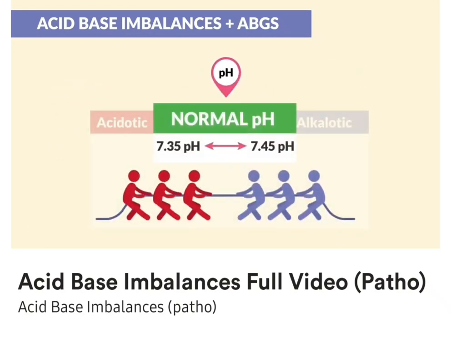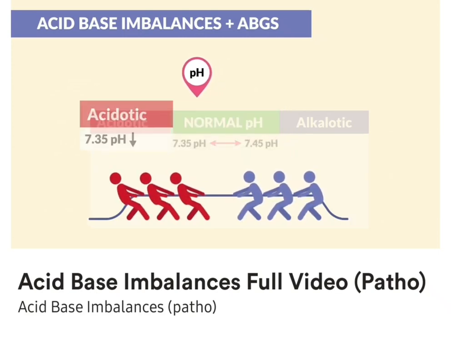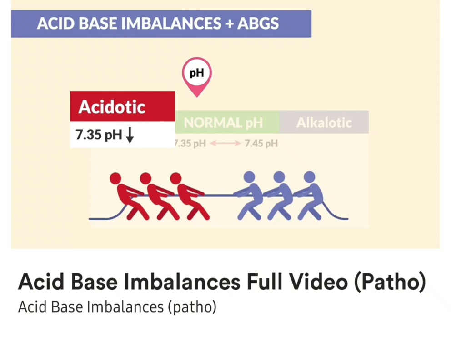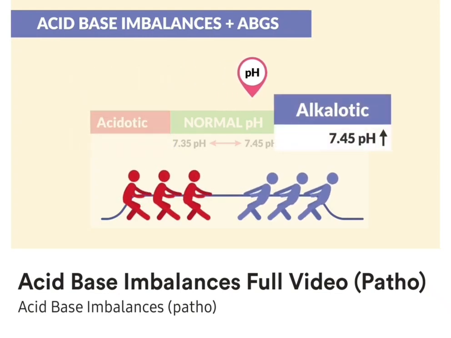So normal pH is 7.35 to 7.45. Too low, under 7.35, we become acid. Basically, the body goes into acidosis. And too high, over 7.45, we become more base. The body goes into alkalosis. Now, that sounds pretty simple, right? Well, here's where it gets confusing.